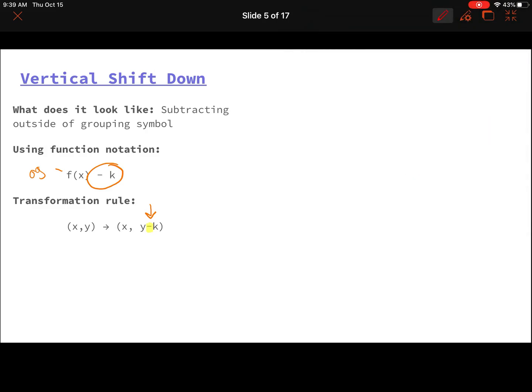Okay, so let's go to the next one. So my example, this is my parent function, right? So f of x equals the square root of x. Now I'm going to graph the transformation, okay?